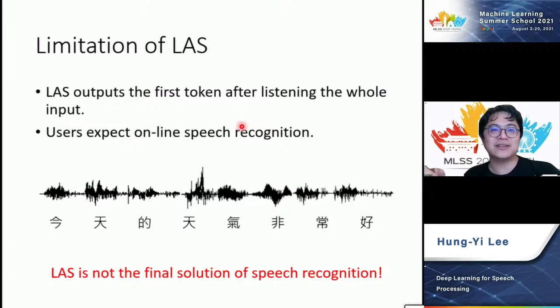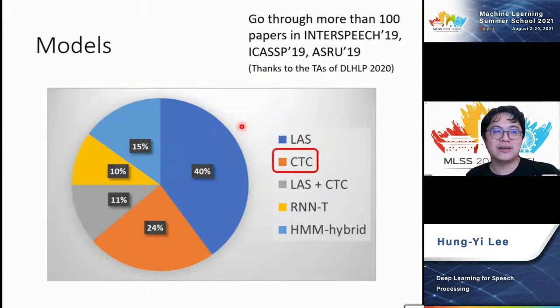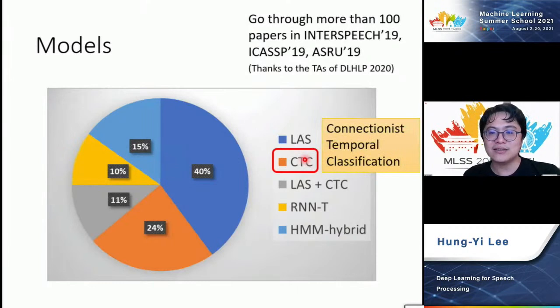So you can imagine that if you want to use LAS in your cell phone, it is not appropriate, because usually people expect online speech recognition. That is, when you start to say something, your model outputs some text at the same time. And this cannot be achieved by LAS. So what kind of model can achieve online speech recognition? CTC may be a good choice. So the second popular model is CTC. CTC is connectionist temporal classification.